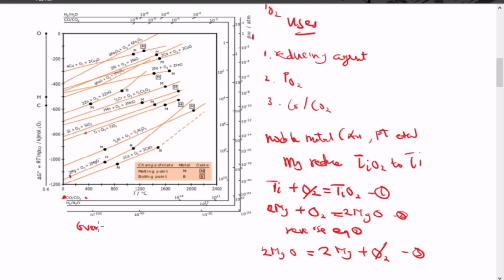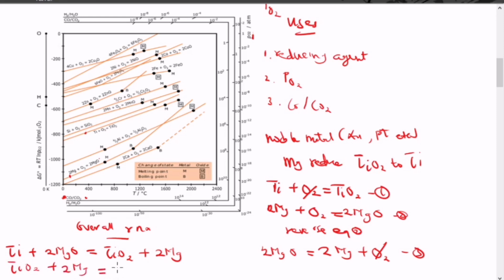Let's look at the overall reaction. For the overall reaction, we know that we get titanium plus 2MgO giving you titanium oxide plus 2Mg. Let's do the reaction very well to see. When you do it very well, we'll now know that when you have TiO2 plus the magnesium metal, it will reduce it to titanium plus 2MgO.